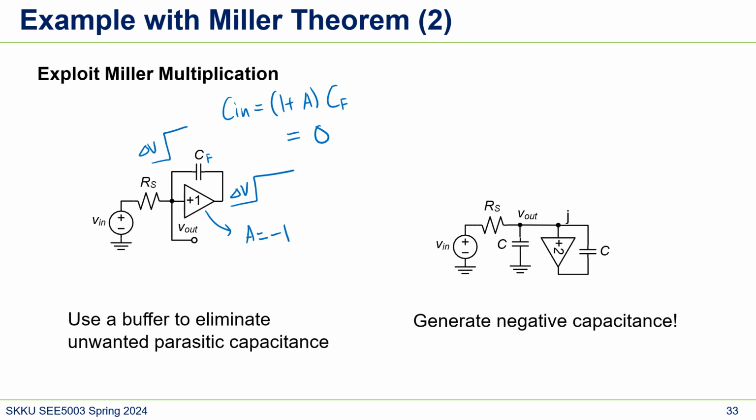So negative capacitance means now the gain is minus 2 in this case, right? So C in here, C in, and let's say this is CF. C in is 1 plus A times CF. But A is minus 2, which means minus CF.